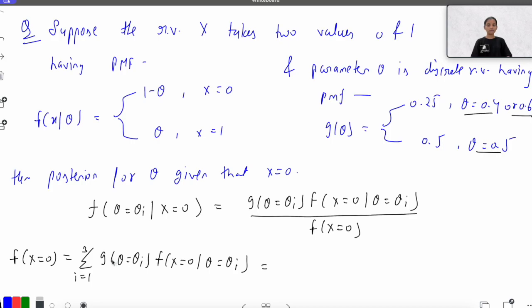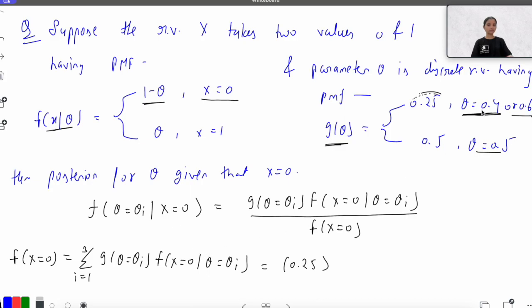What is g of theta when theta equals theta 1? Let's say this is my theta 1, 0.4. For this 0.4, I am having the g of theta value as 0.25. So we are going to put 0.25, and f of x equal to 0 given that theta is equal to theta i.